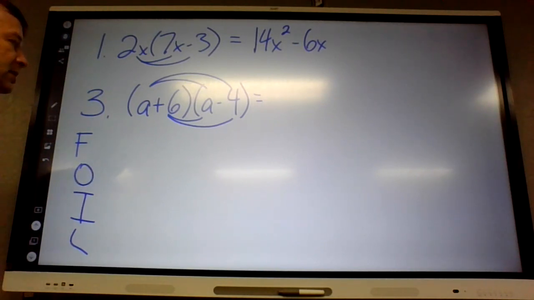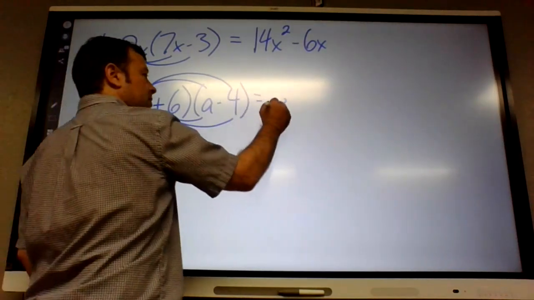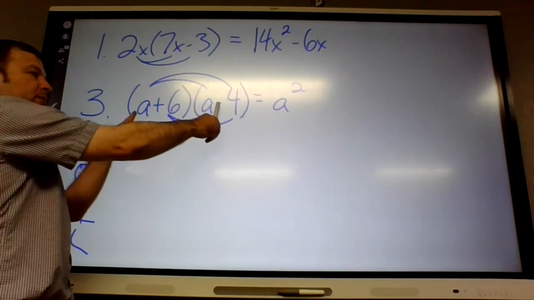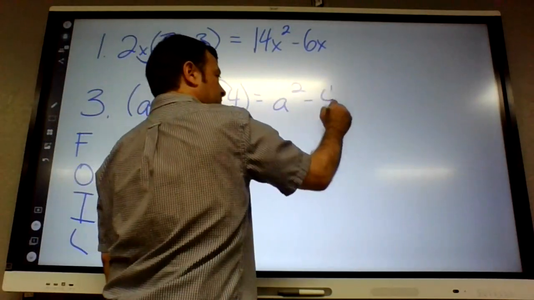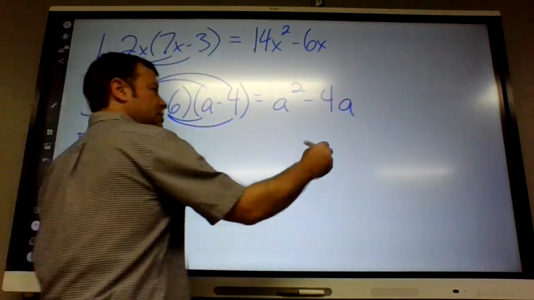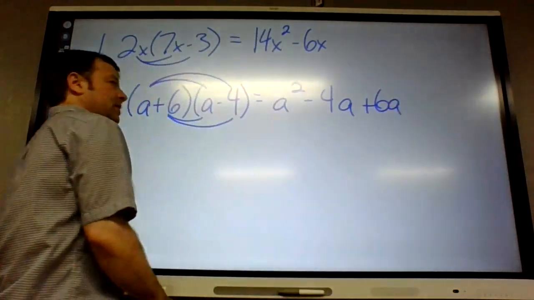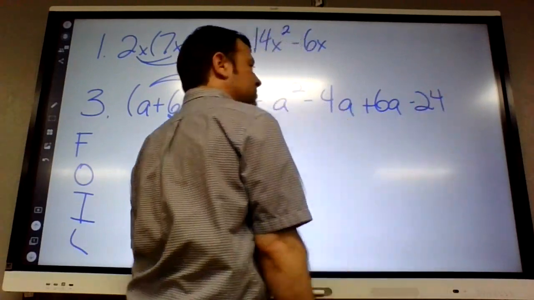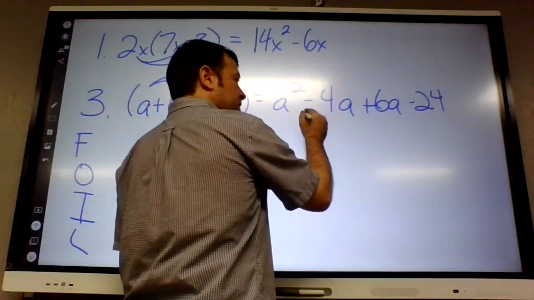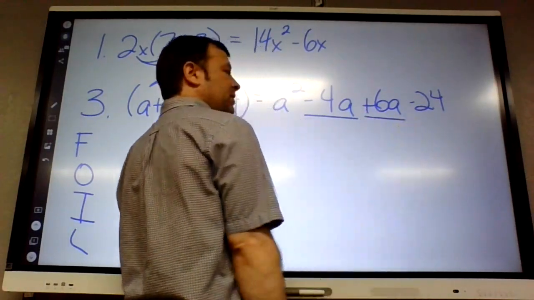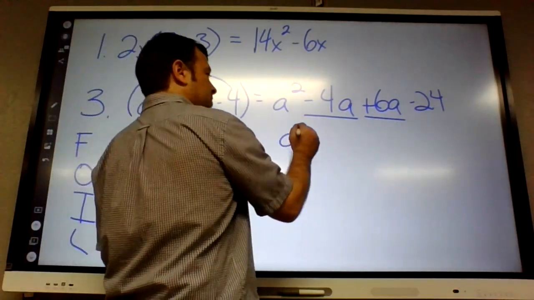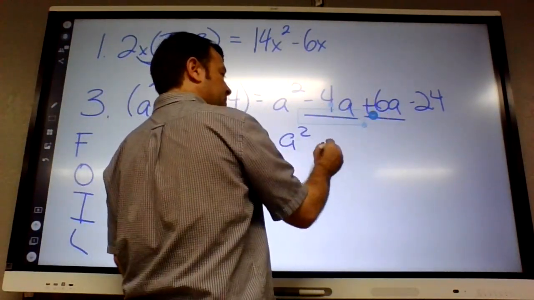So what would it first be? A squared. Okay, outside, negative 4a. Pretend that's a -4 there, so negative 4a inside, 6a. Positive, so plus 6a, and then last, negative 24. And then, is that it? Wait for simplify. Usually on these FOIL problems, there'll be some like terms that you can simplify. So, in this case, negative 4a plus 6a.